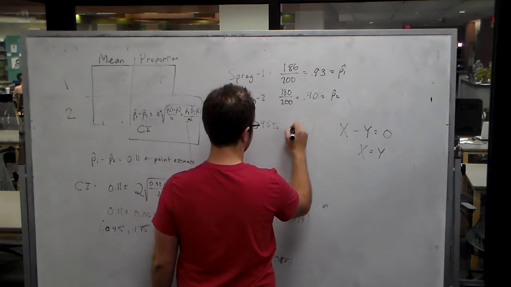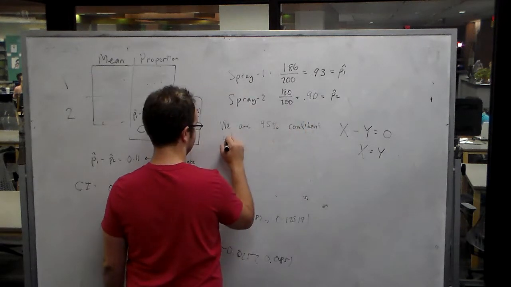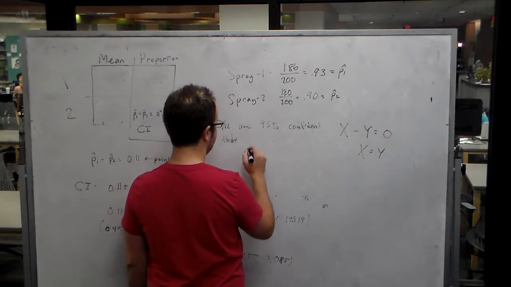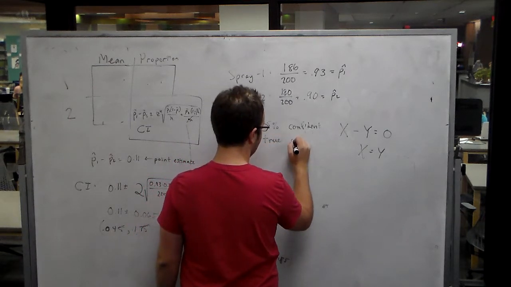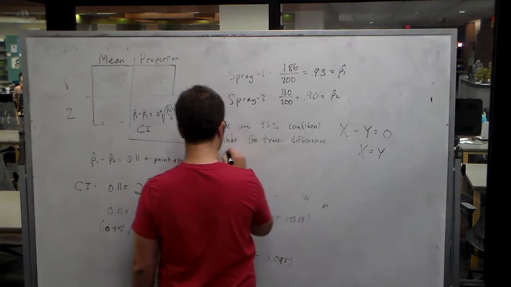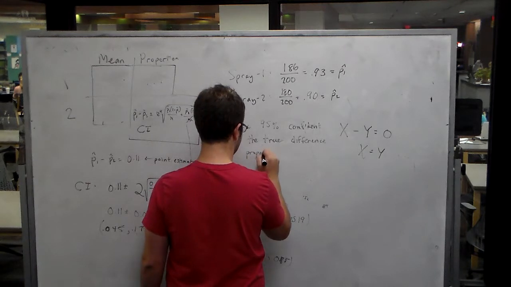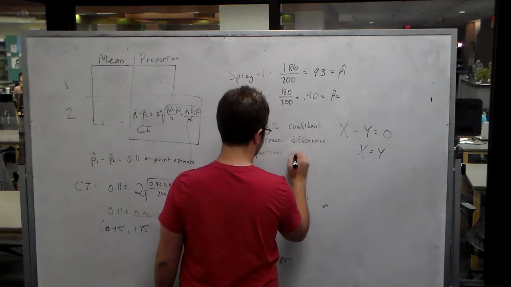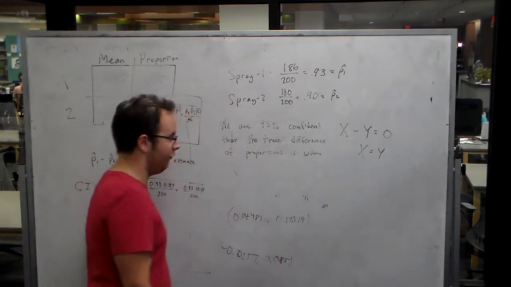For that question, you don't have to, but when he asks for a confidence interval with a percent confidence, we can conclude that we are 95% confident that the true difference in proportions is within this interval, whatever that interval was.